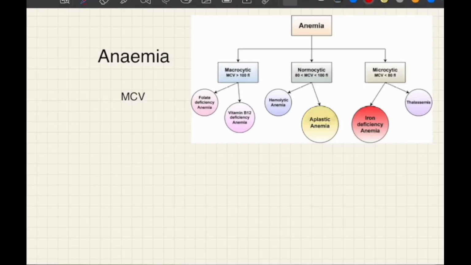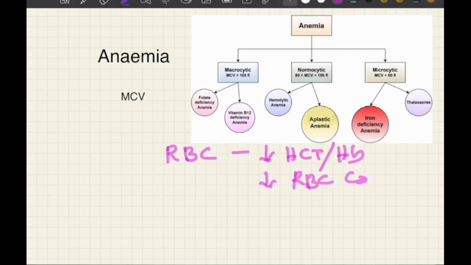So, anemia by definition is decrease in the RBC mass, and this can manifest as decrease in the hematocrit or hemoglobin, or decrease in the RBC count. And usually by WHO definition, the hemoglobin less than 13 grams in adult male and 12 grams in adult female and 11 grams in children and in pregnant women is considered as anemia. Hope the definition of anemia is clear.